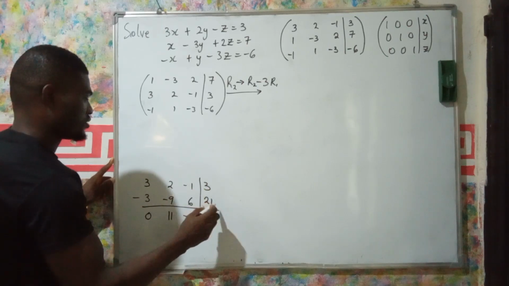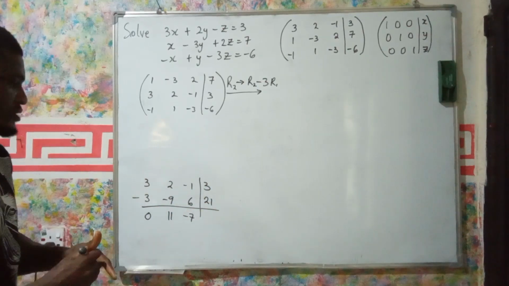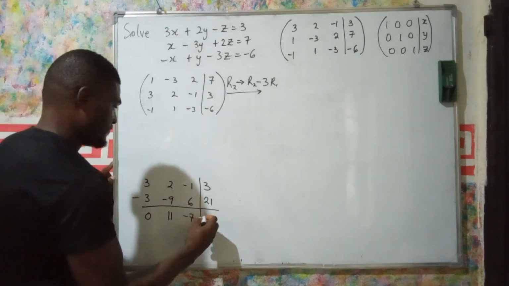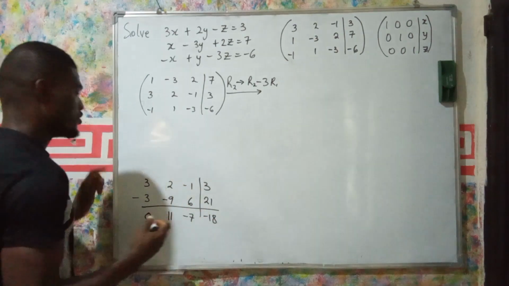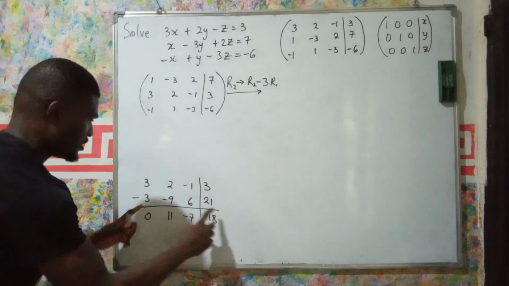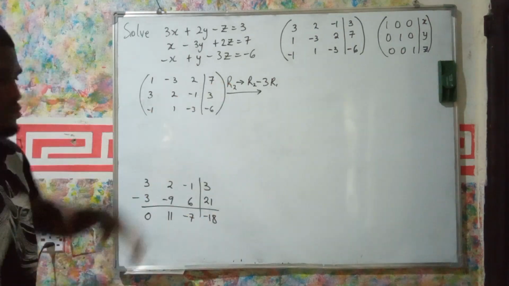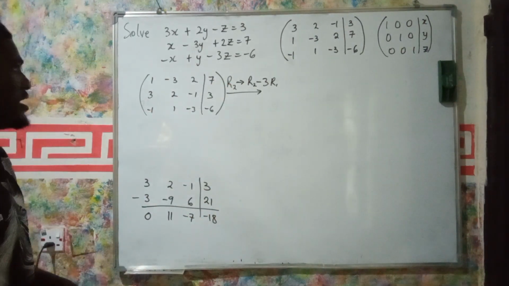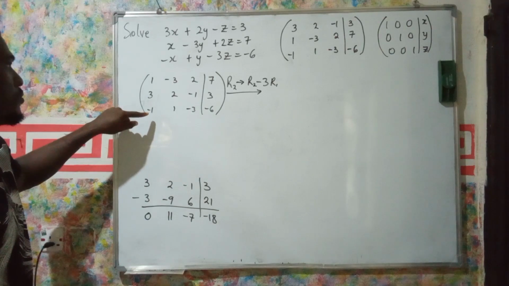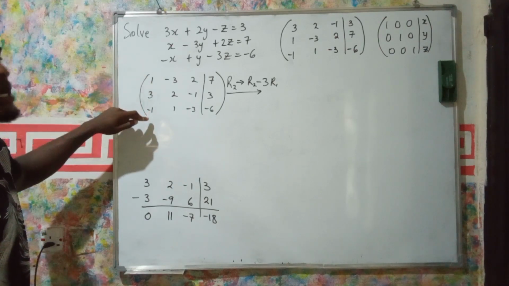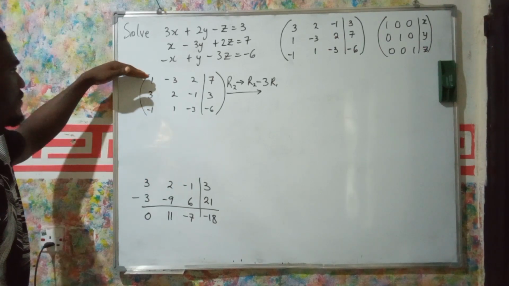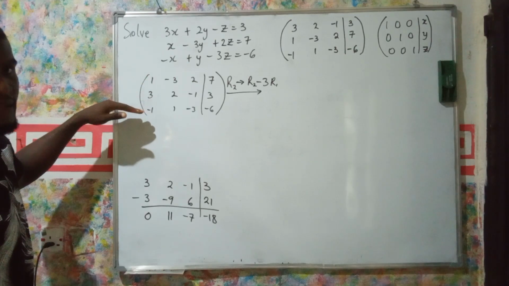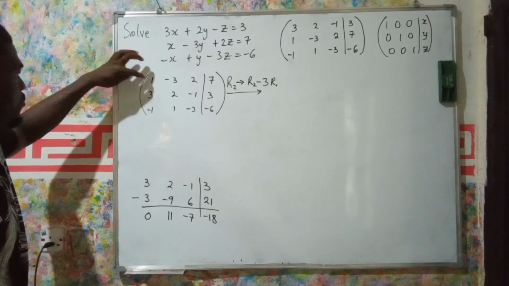3 minus 21 becomes minus 18. So this becomes minus 18. So this is the new row 2. Okay, and then we also look at row 1 here. Row 1, here we have 1, and then we have minus 1. So here we have a positive value, now we have a negative value, but the same magnitude, 1, 1.